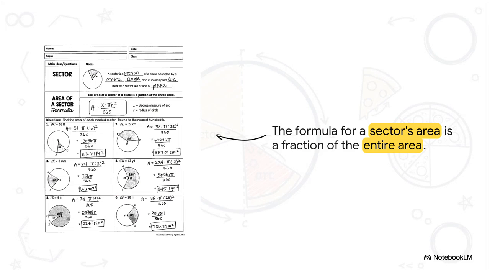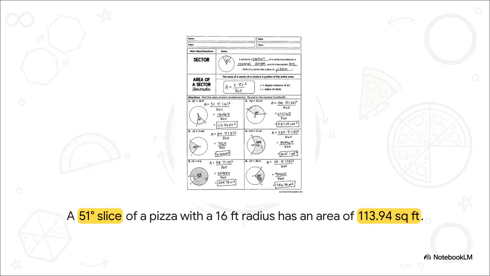And look at this. That logic we just walked through translates directly into the formal equation. The area of a sector is exactly what we just said. The fraction, that's x degrees over 360, multiplied by the total area, pi r squared. Okay, now let's see this in action. In this example, we've got a slice with a 51-degree angle and a pretty huge 16-foot radius. So we just take our fraction, 51 over 360, and multiply it by the total area, pi times 16 squared. And what do you get? 113.94 square feet. It really is that straightforward.